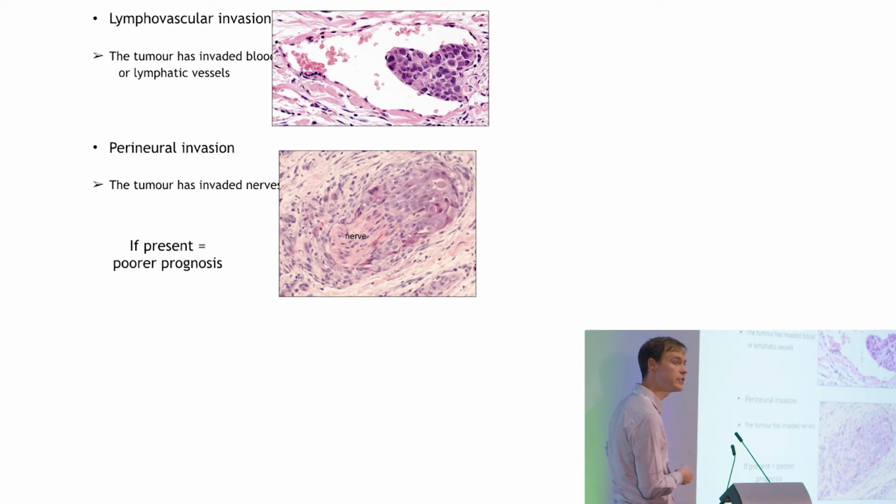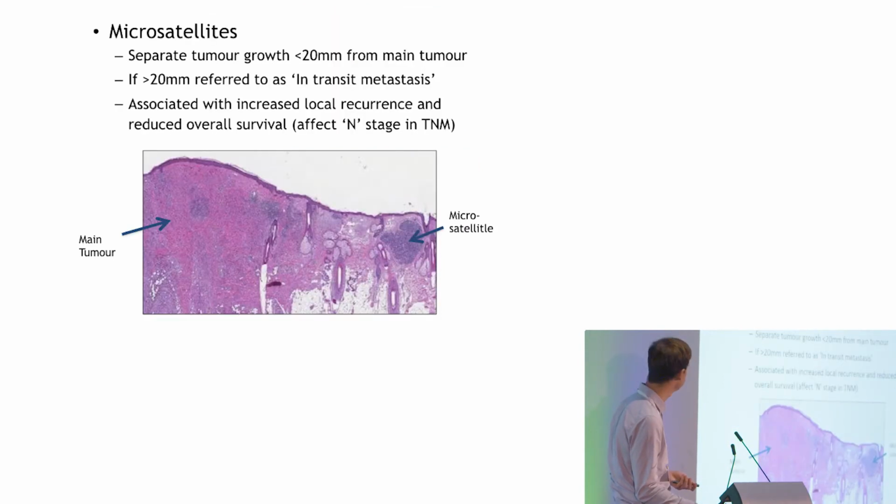Lymphovascular invasion refers to whether the tumour has invaded a blood vessel. You can see here this is a tumour sitting within a blood vessel with red blood cells. And perineural invasion refers to whether or not the nerves locally to the tumour have been invaded. We can see a nerve here surrounded by tumour cells. Both of these are associated with a poorer prognosis.